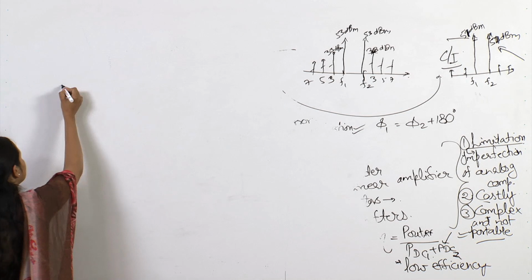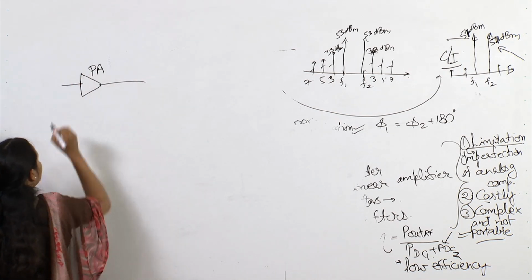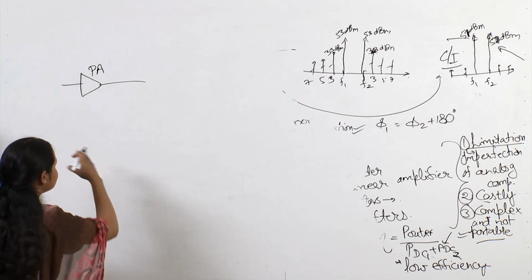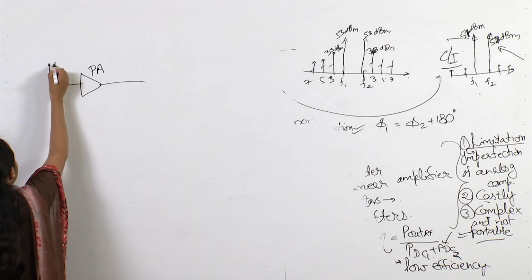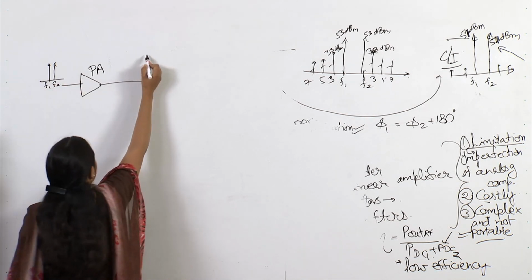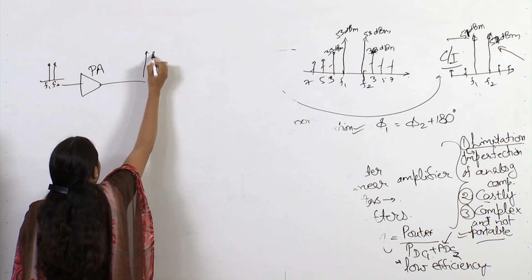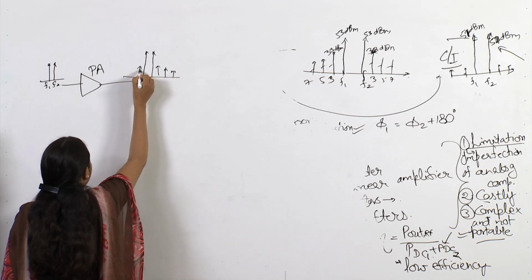So, in this technique, basically this is your power amplifier and we see that distortion is occurring at the output power amplifier output. So, suppose these are the input signals at F1, F2 and these are the IMD components at the output.